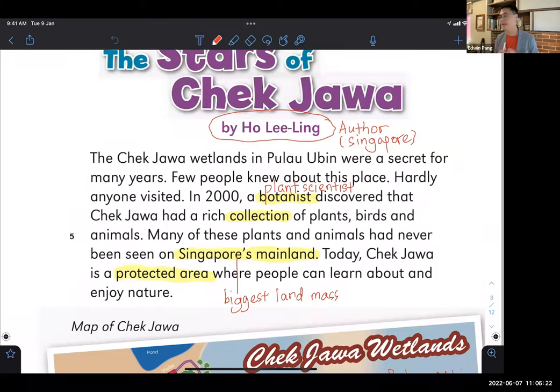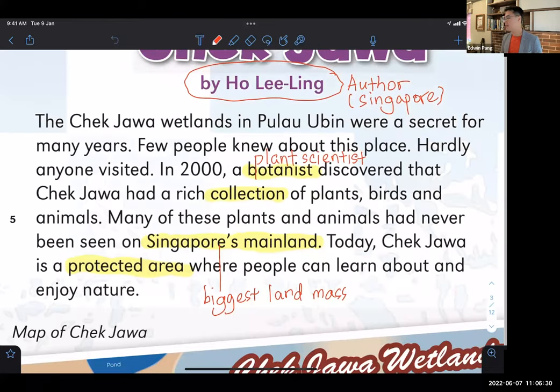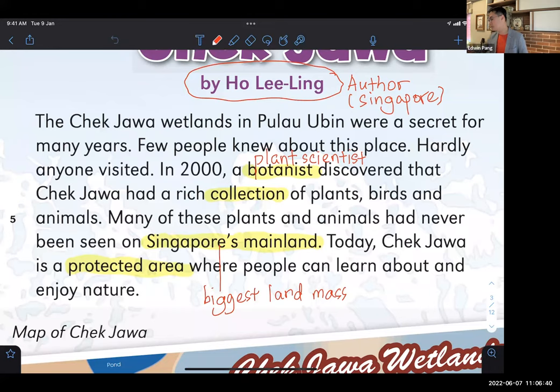So where was I? Yes. Chek Jawa is a wetland, right? It's a place that has a lot of different animals and plants. Okay. And remember, we talked about how it is a very, very interesting place because it has a rich collection of plants and animals. Can you see here? Rich collection of plants and animals. Okay. So if I can just highlight this. There's a rich collection of plants, birds, and animals. Right. We talked about this.